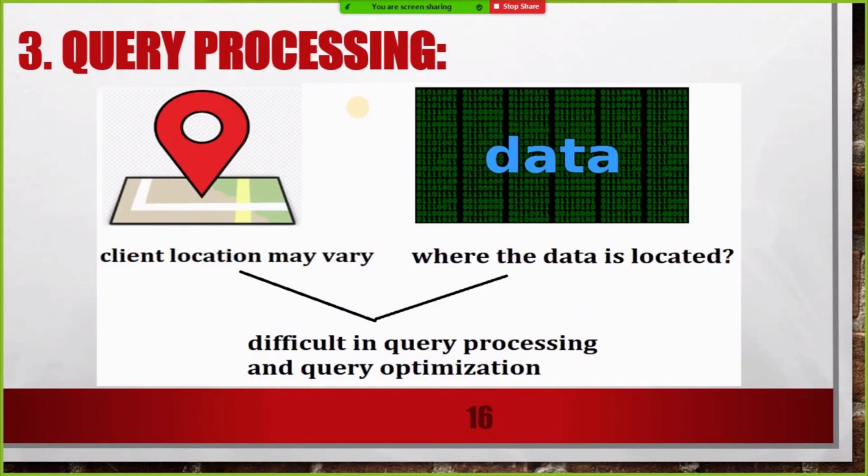Now next we have query processing. As I have already mentioned, client location may vary, and we have already analyzed the issue due to change in client location. And also, if we don't know where the data is located, then it directly relates to query processing. That is, it will be difficult in query processing and query optimization. So it is very important to be aware of where the data is located. More mobility means more difficulty in query processing. So difficulty in query processing is another issue of data management.